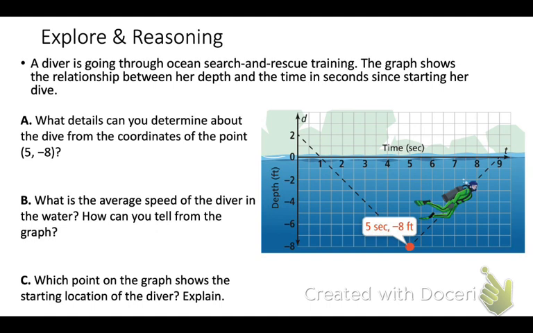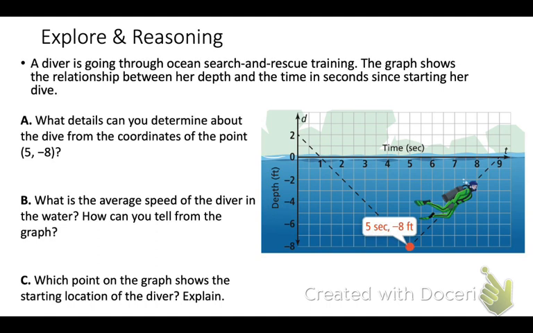It took 5 seconds to get to -8 feet. Okay, it took 5 seconds for her to dive down to a depth of 8 feet. We typically don't say -8 feet, right? We just say dive down 8 feet. So it took her that. Anything else? Did she dive straight down? No, she didn't. She had an incline, didn't she?